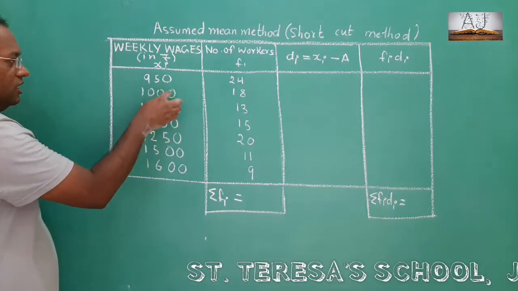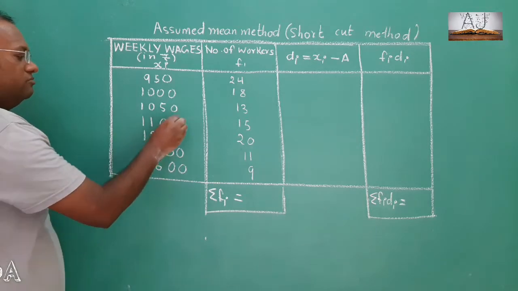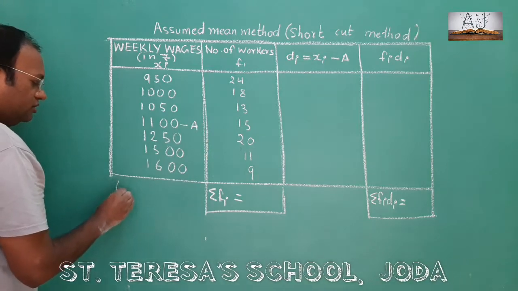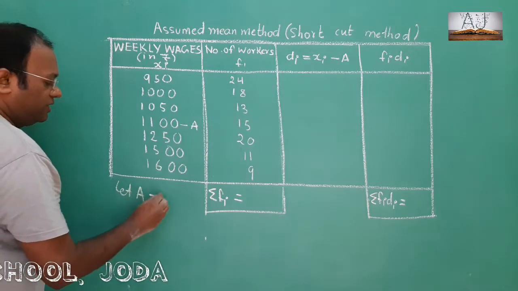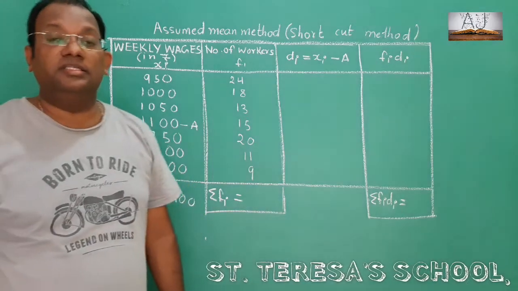So here we have a total of 7 Xi values, so the middle one comes to 1100. Let us take that. Now assume A is equal to rupees 1100. So 1100 is our assumed mean.